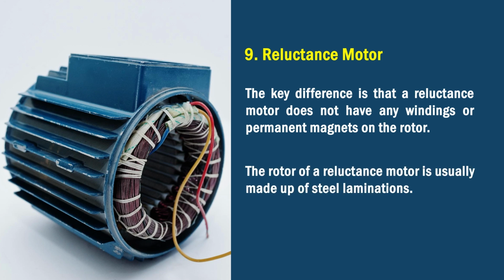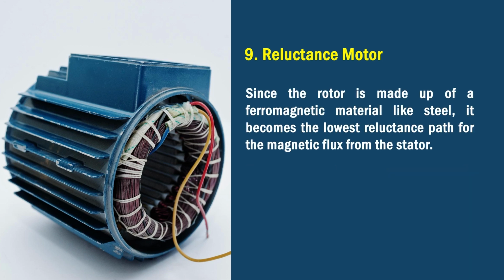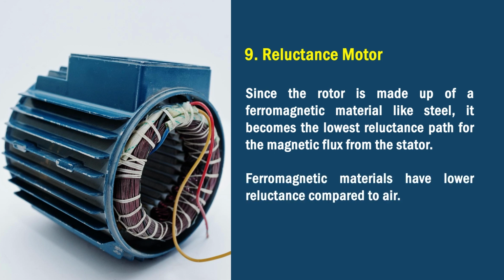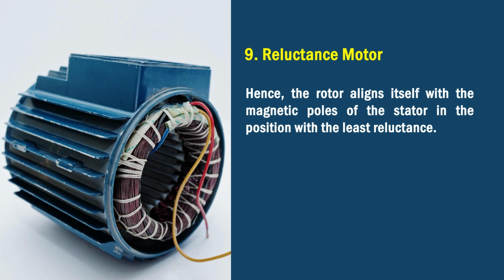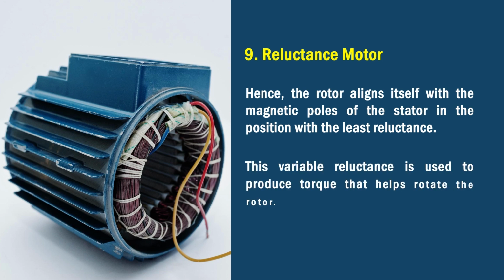The rotor of a reluctance motor is usually made up of steel laminations. Since the rotor is made up of a ferromagnetic material like steel, it becomes the lowest reluctance path for the magnetic flux from the stator. The ferromagnetic materials have lower reluctance compared to air. Hence, the rotor aligns itself with the magnetic poles of the stator in the position with the least reluctance. So, this variable reluctance is used to produce torque that helps to rotate the rotor.